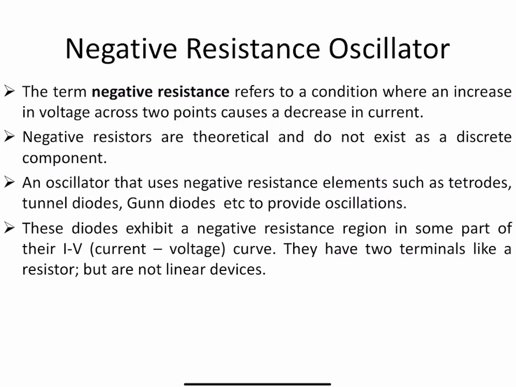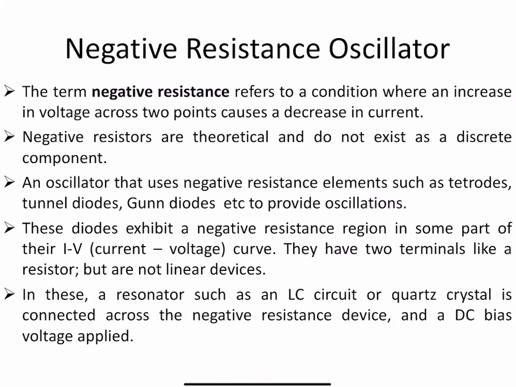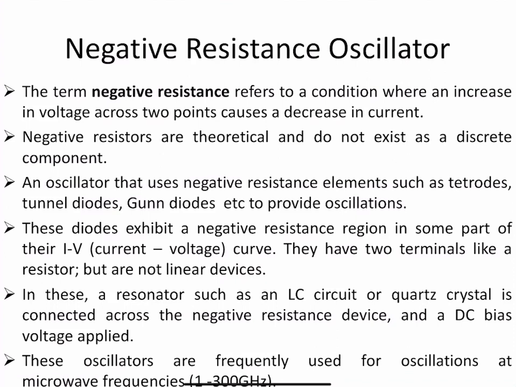They have two terminals like a resistor but are not linear devices. In these, a resonator such as an LC circuit or quartz crystal is connected across the negative resistance device and a DC bias voltage is applied. Then we will get a negative resistance oscillator. These oscillators are frequently used for oscillations at microwave frequencies in the range of 1 to 300 GHz.